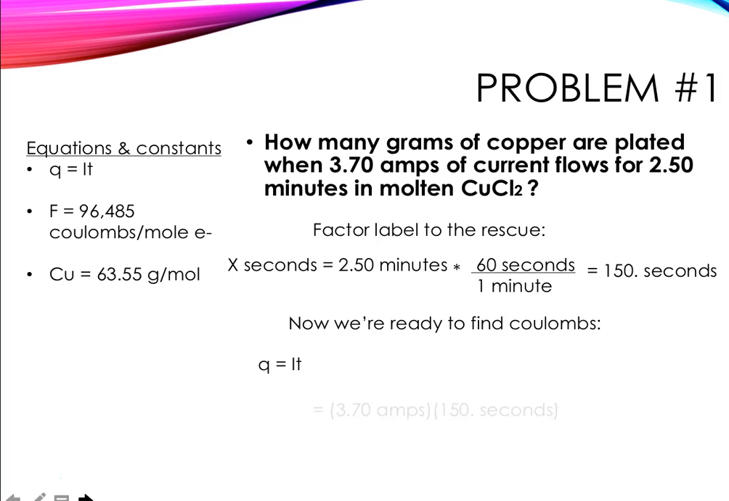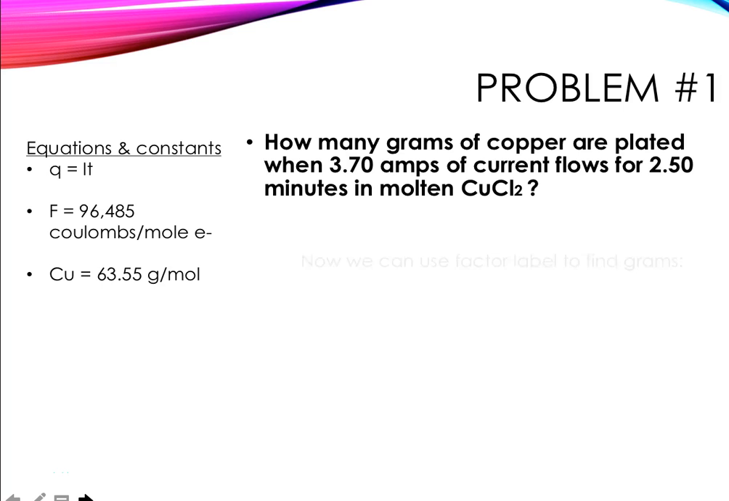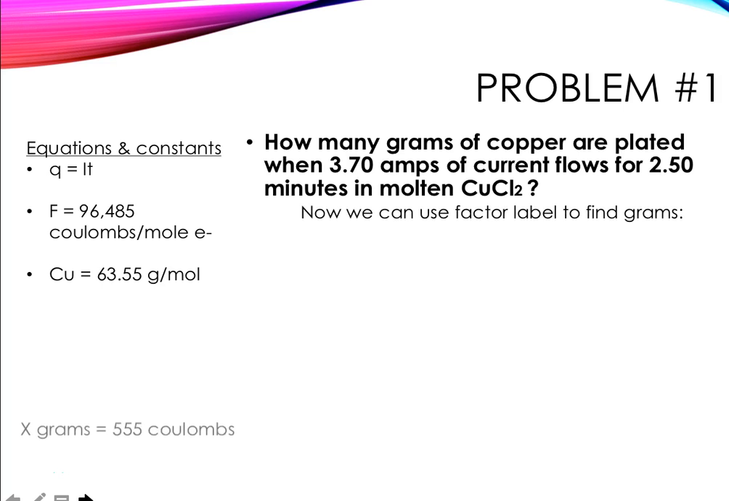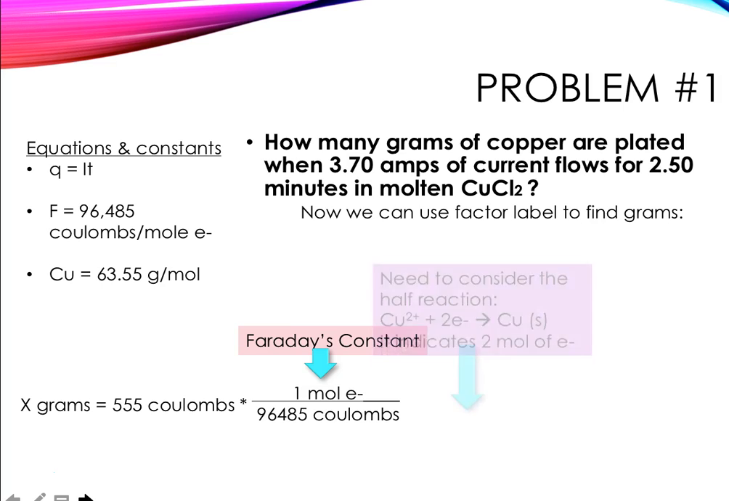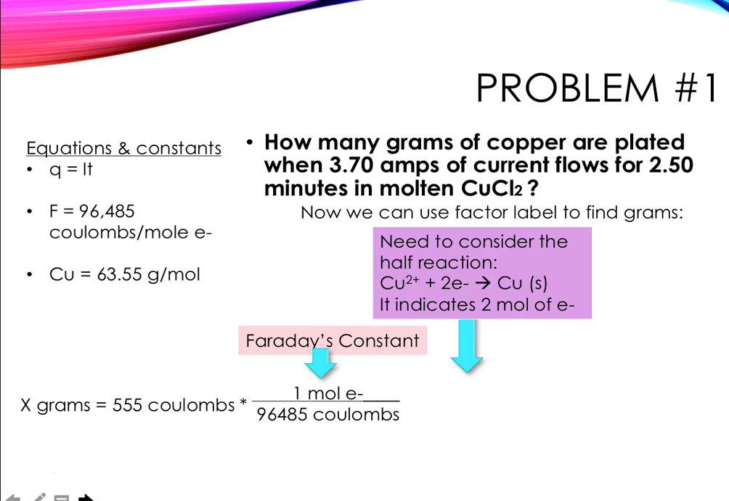So we know amps times seconds will give us coulombs. And once we've got the coulombs, we can use the Faraday. And what do we have to do with the Faraday here? We're actually dividing it, right? Because that will give us moles of electrons. We have to make sure we have 2 electrons, because we're taking copper-2 ions and reducing them to copper metal. That's a 2-electron process. So we really only care for the half reaction.